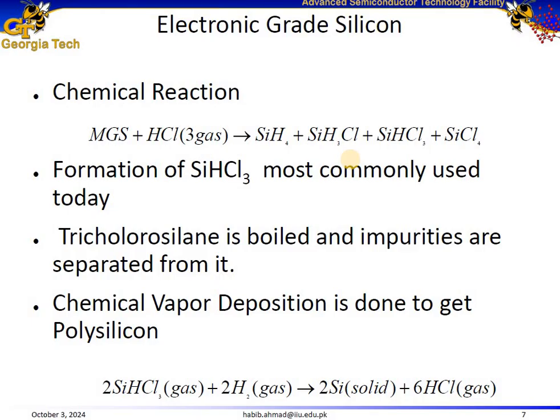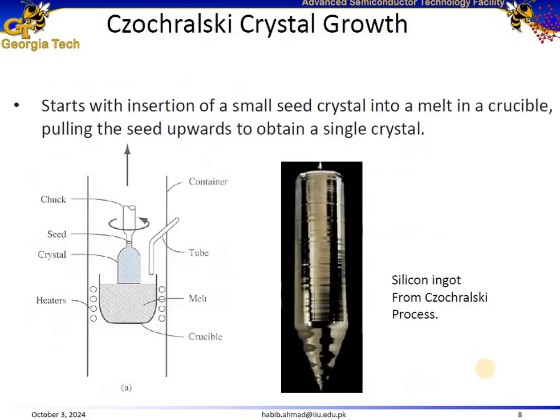Then we have the chemical vapor deposition process, in which the purified trichlorosilane reacts with hydrogen in a chemical vapor deposition process, resulting in polysilicon and hydrogen chloride gas. This produces highly pure silicon for electronics. So the takeaway point here is that electronic grade silicon is made by reacting metallurgical grade silicon with hydrogen chloride, purifying trichlorosilane, and using chemical vapor deposition to deposit pure polysilicon.